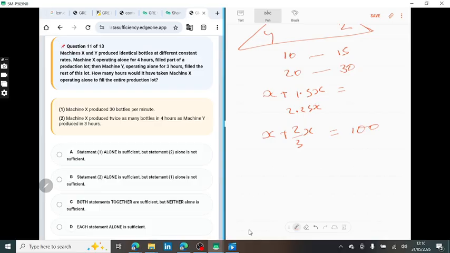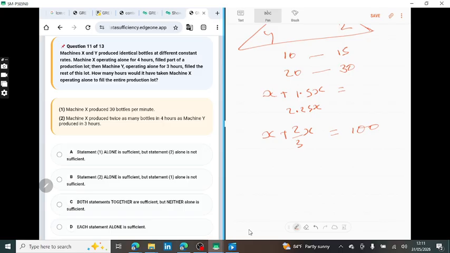Machine S and Y produce identical bottles at different constant rates. Machine S operating alone for 4 hours fills part of a production lot. Then machine Y operating alone for 3 hours fills the rest of this lot. How many hours would it have taken machine S operating alone to fill the entire production lot?